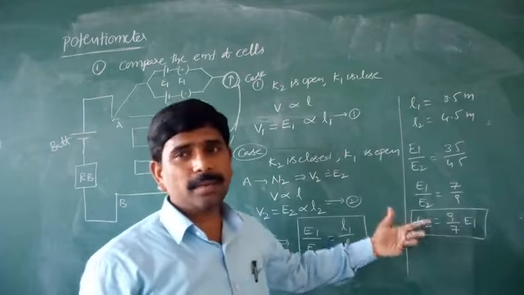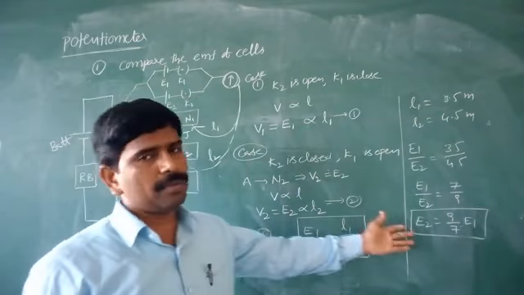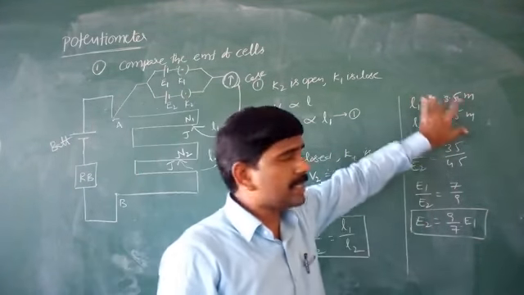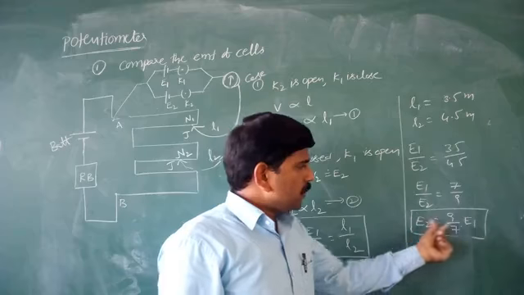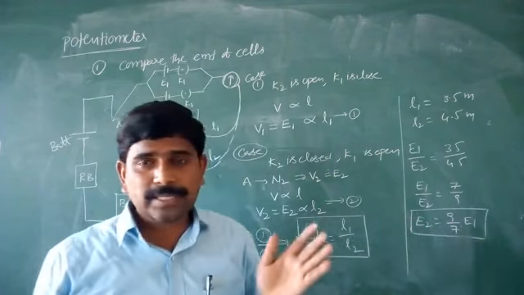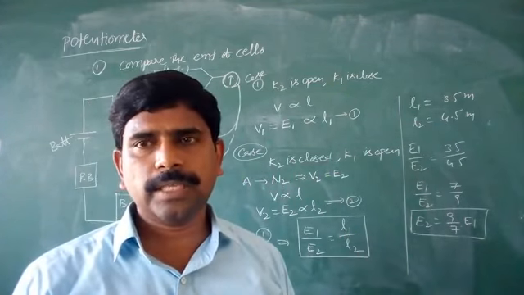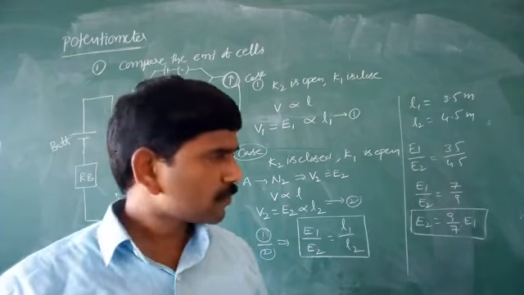So which one has more EMF? The second cell has more EMF. In this example, E2 is equal to 9 by 7 times E1, which means the EMF of the second cell is more compared to the EMF of the first cell.